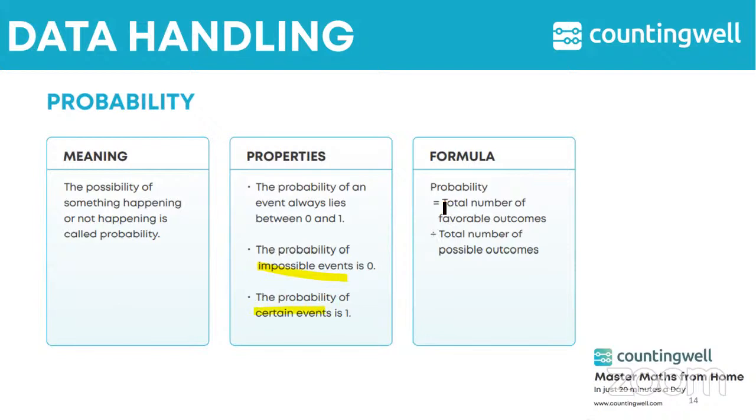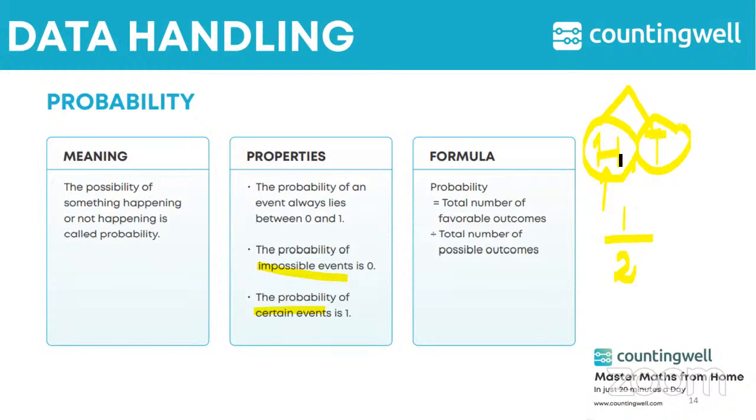Then we have formula for probability. It is nothing but total number of favorable outcomes divided by total number of possible outcomes. For example, for tossing a single coin, the possible outcomes are head and tail. And if we have an event of getting head, total number of favorable outcome will be 1. So it will be 1 divided by total number of possible outcomes, which are 2. So the probability of getting head is 1 by 2, which is 0.5. Then probability of getting tail is again 0.5.